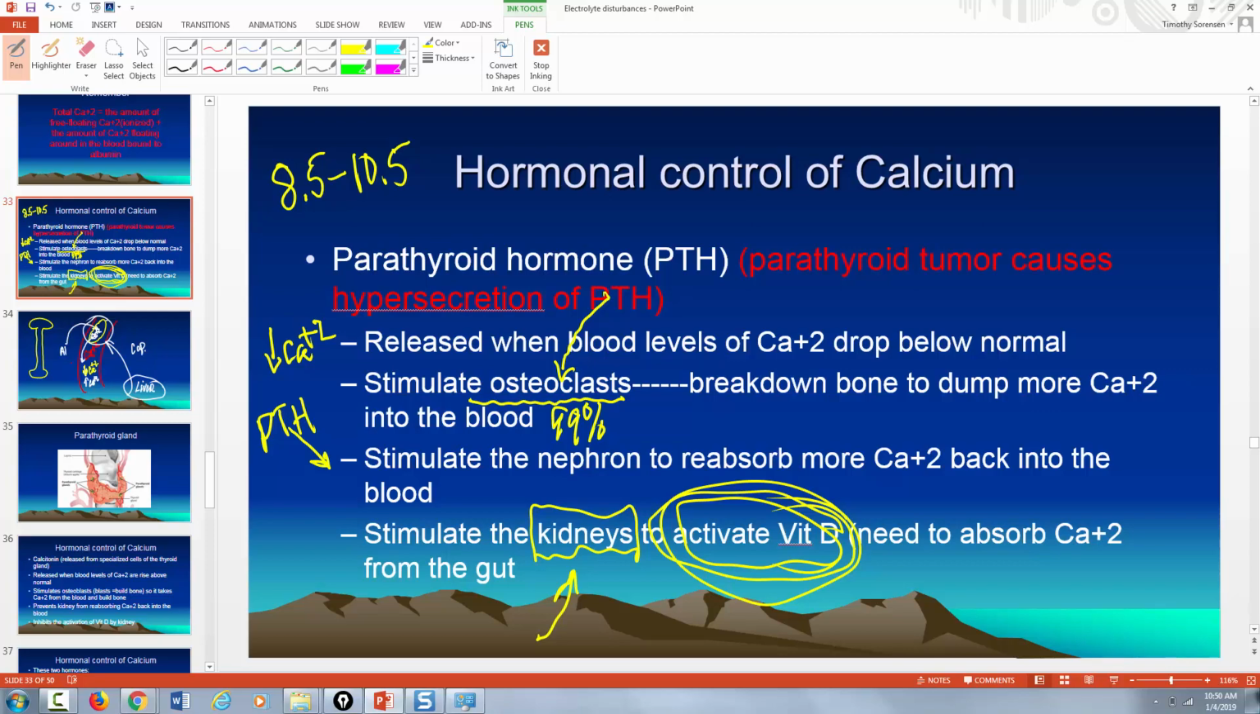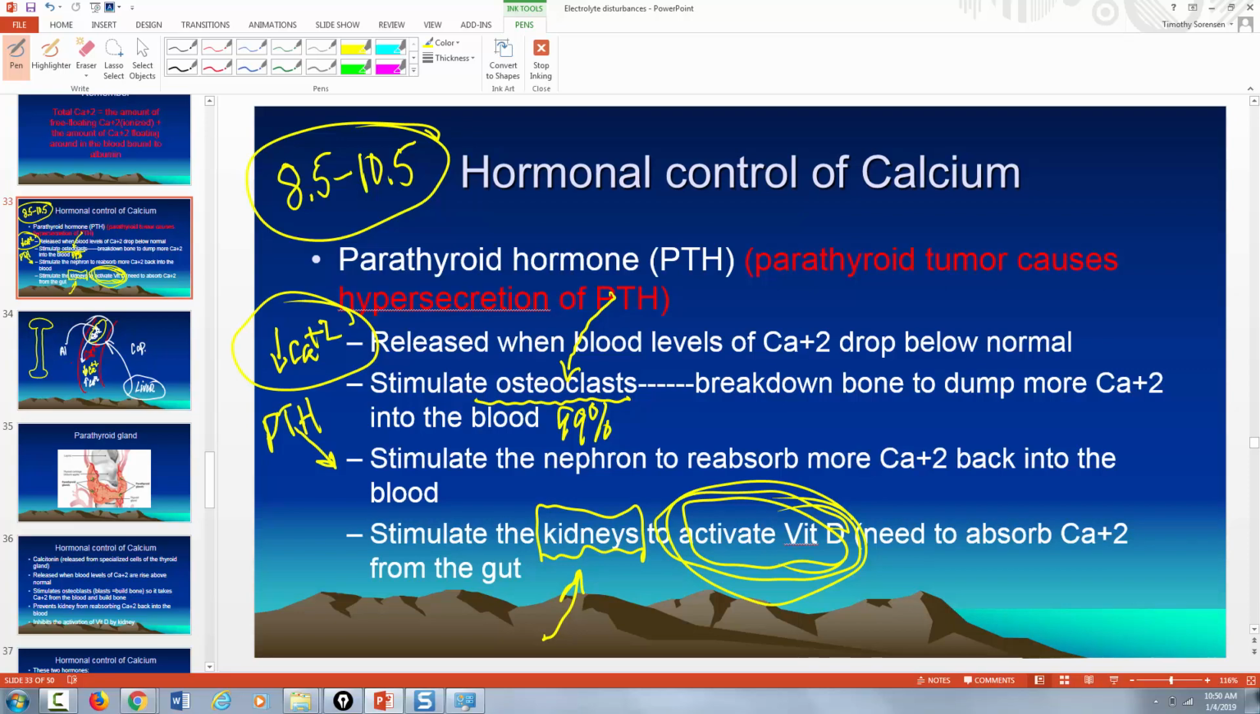So they got to maintain their blood levels of calcium, so that's going to cause their bones to thin. So that's one of the things you have to look out for as a nurse when someone's in renal failure, is they can develop osteoporosis. All right, so again, normal levels of calcium, 8.5 to 10.5 milliequivalents per liter, and parathyroid hormone is released from the parathyroid gland in response to a drop in the blood levels of calcium. And these are the ways that it's going to try to raise the blood levels of calcium.